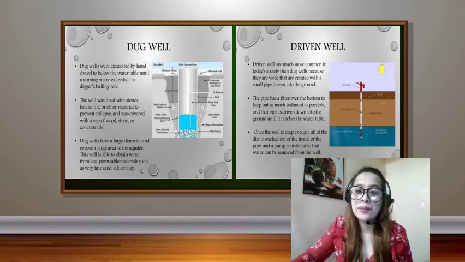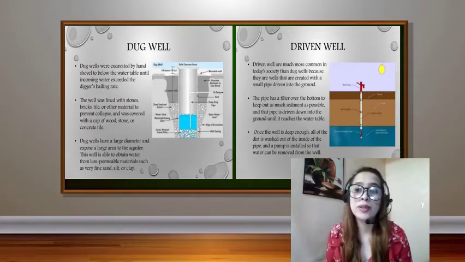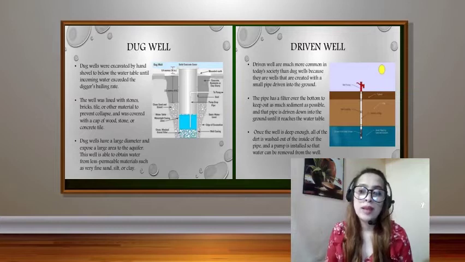There are driven wells that are created with a small pipe only, driven into the ground, and the pipe has a filter over the bottom to keep out as much sediment as possible during the process. Once the well is deep enough, all of the dirt is washed out of the inside of the pipe, and a pump is installed so that water can be removed from the well. And also we have the dug well.